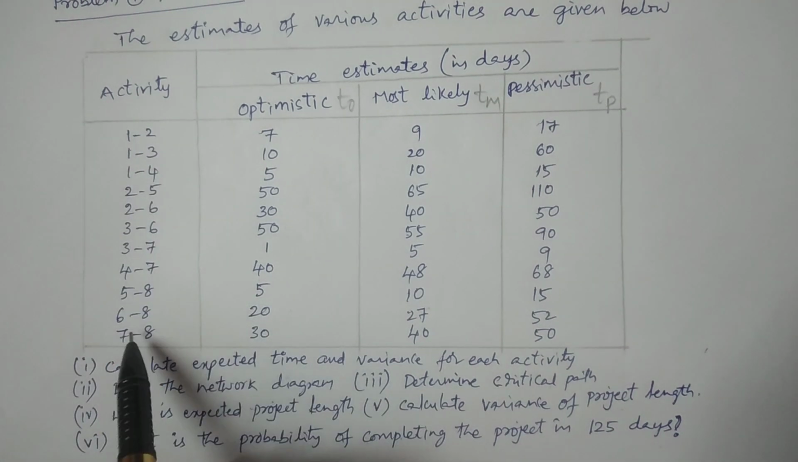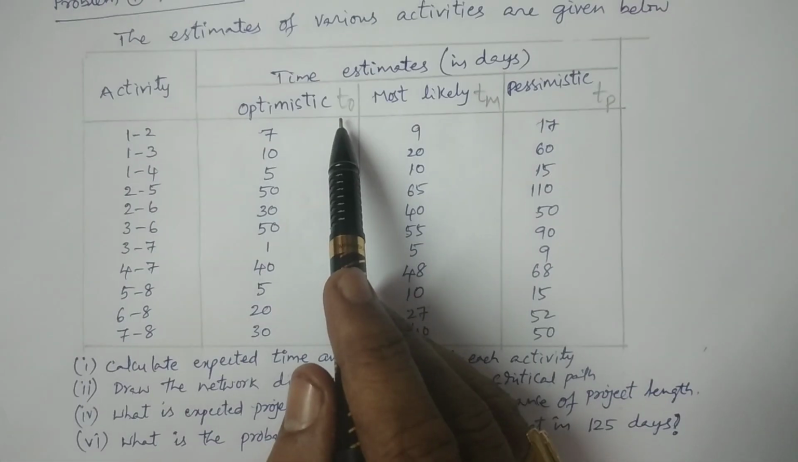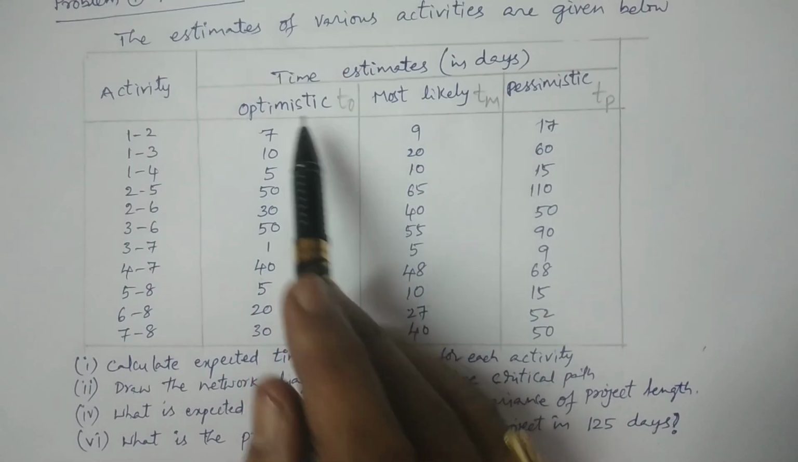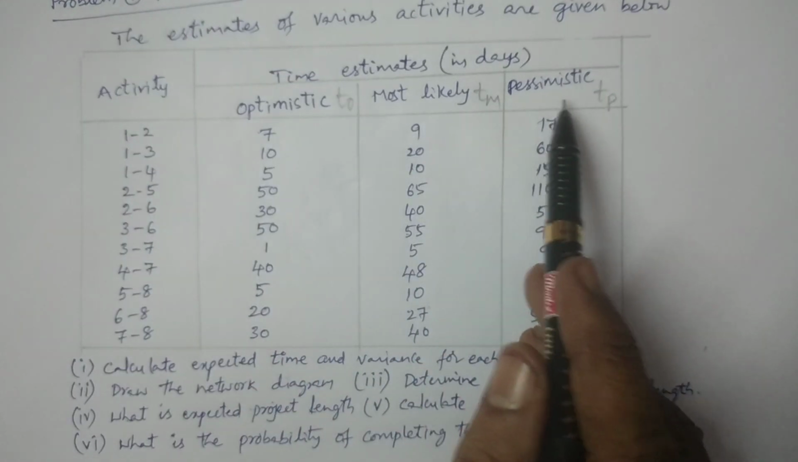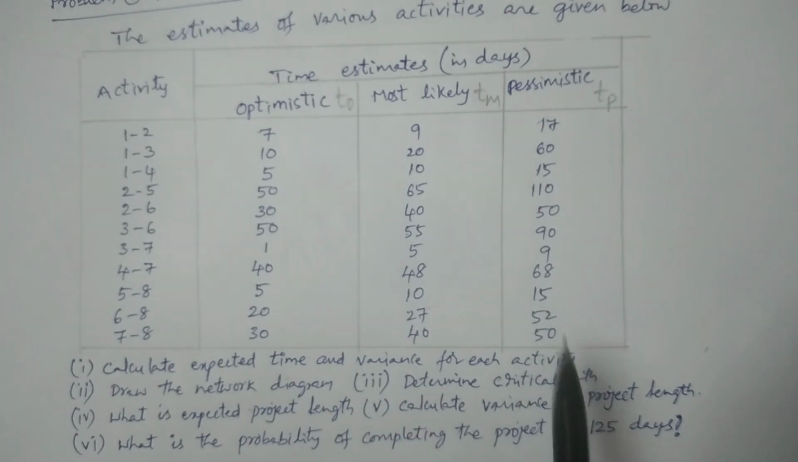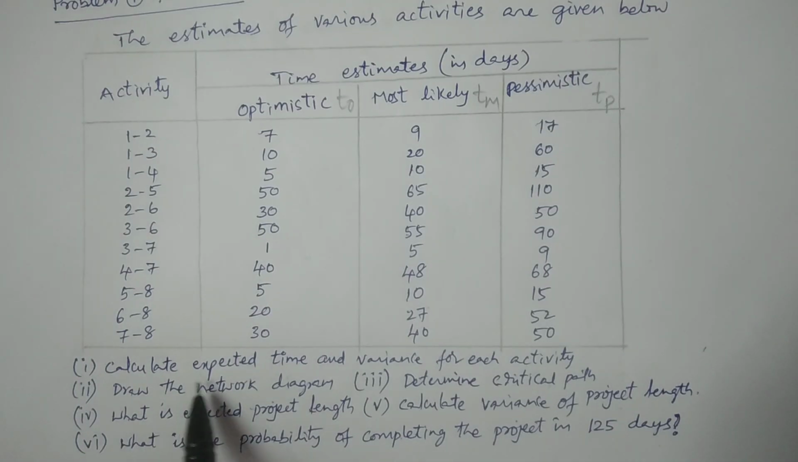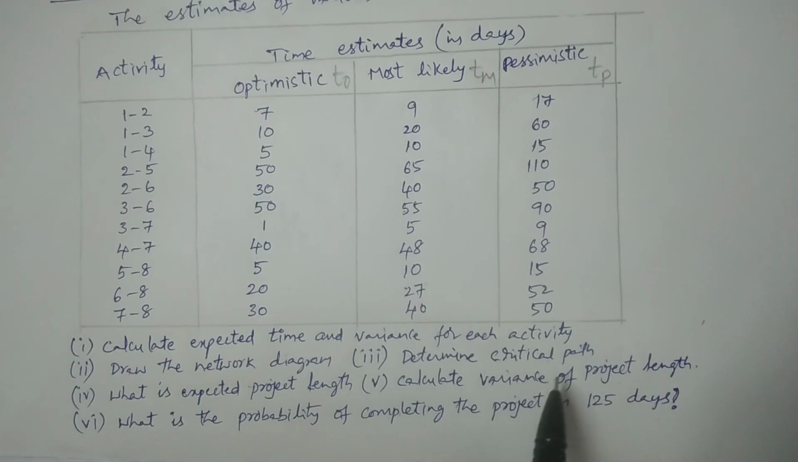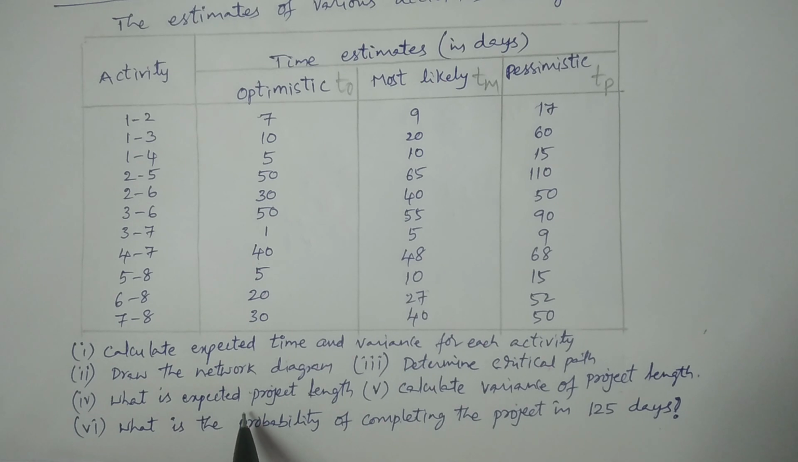Activities are given here, and T naught, which means optimistic time, most likely time Tm, and pessimistic time Tp are given here. And we have to calculate expected time and variance of each activity, draw the network diagram, determine the critical path, what is the expected project length and variance of the project length, and what is the probability of completing the project in 125 days. These are the questions you have to answer, right?